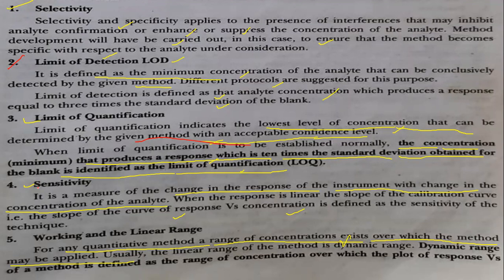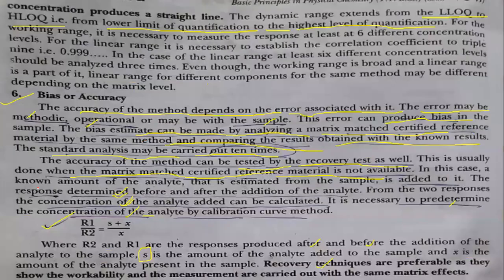Working and linear ranges are there. For any quantitative method, a range of concentration exists over which the method may be applied. Some methods have a range, as you saw: when we used the dropping mercury electrode, the range was minus 0.4 to 0.2 volts. Okay, that was a range.